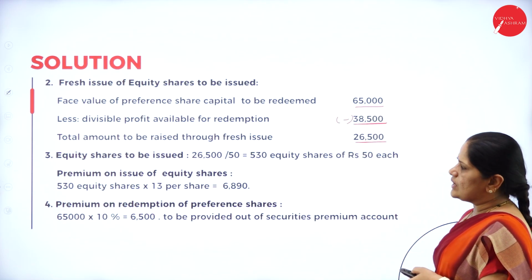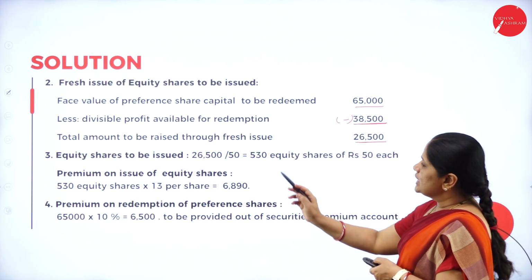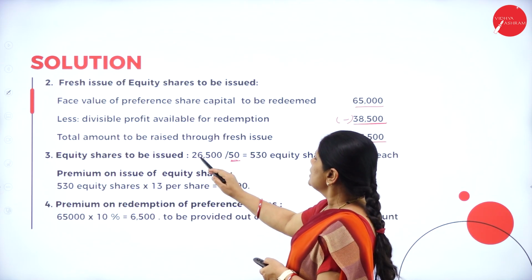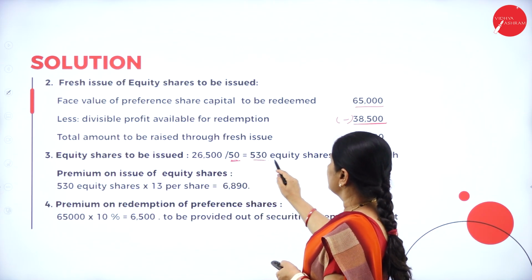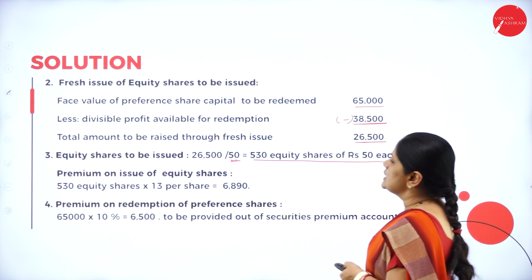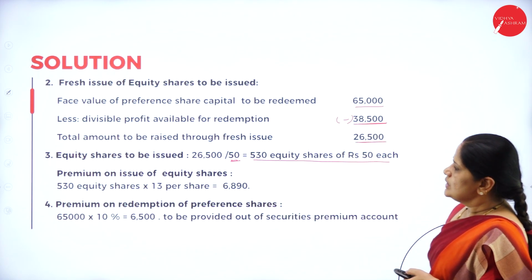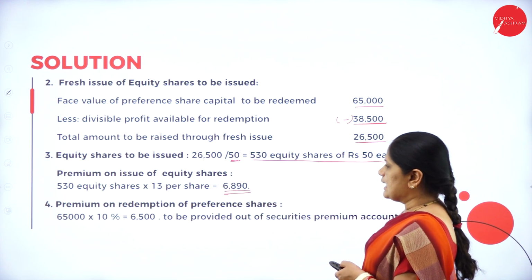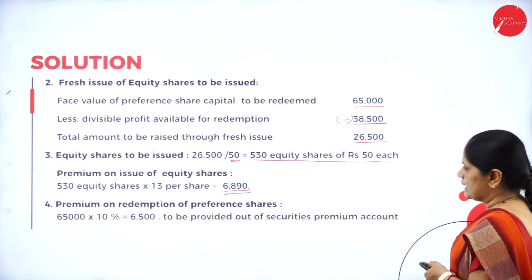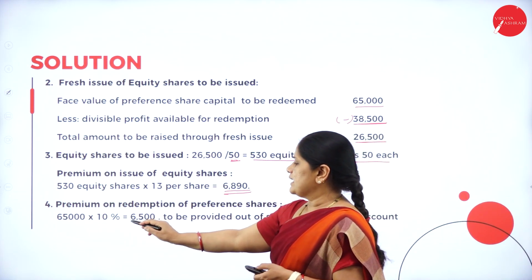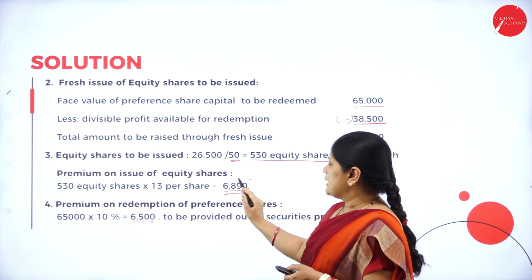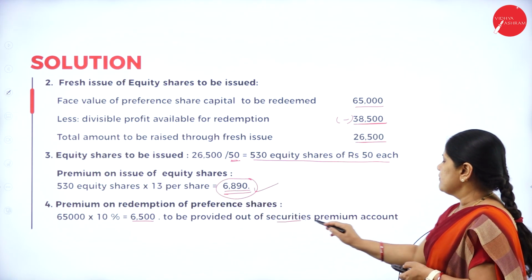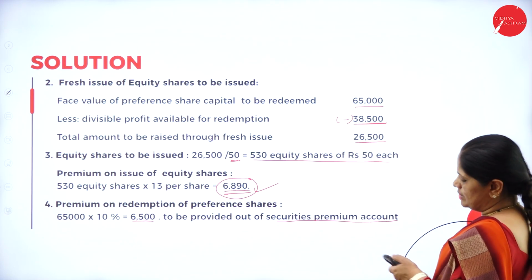So we get 26,500. Now equity shares to be issued will be, we are issuing rupees 50 equity share. So 26,500 divided by 50, 530 equity shares of rupees 50 each. So the premium collected on the issue will be 6,890. The premium on redemption will be 6,500. So this 6,500 I will make use of from this share premium account. So it is provided out of the securities premium account.